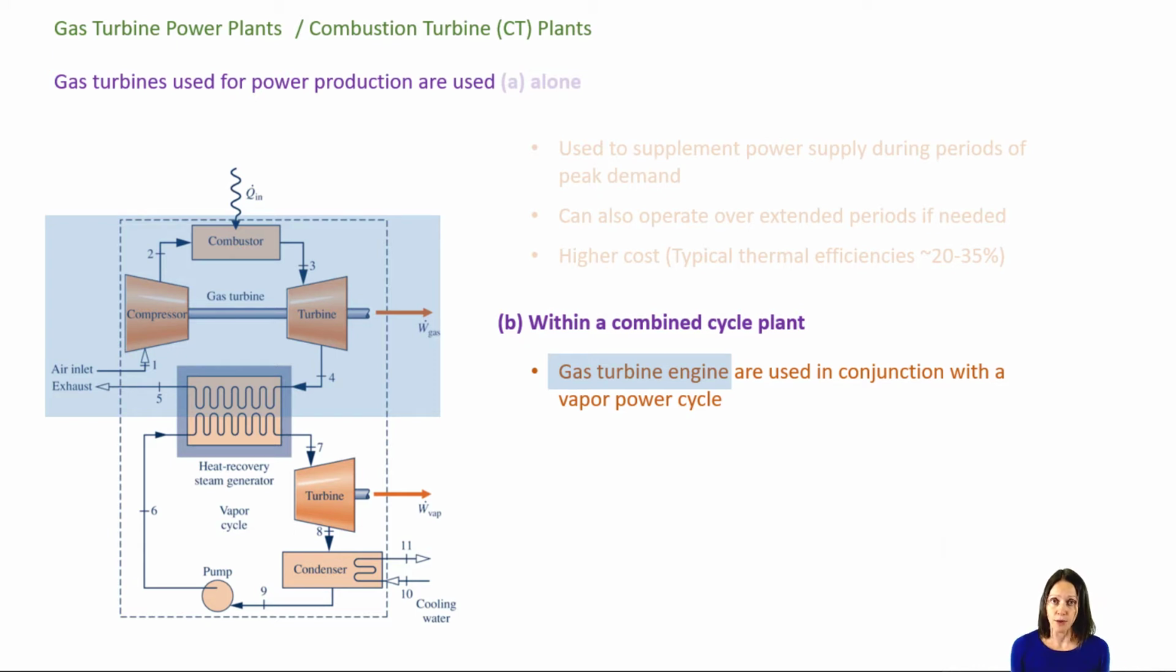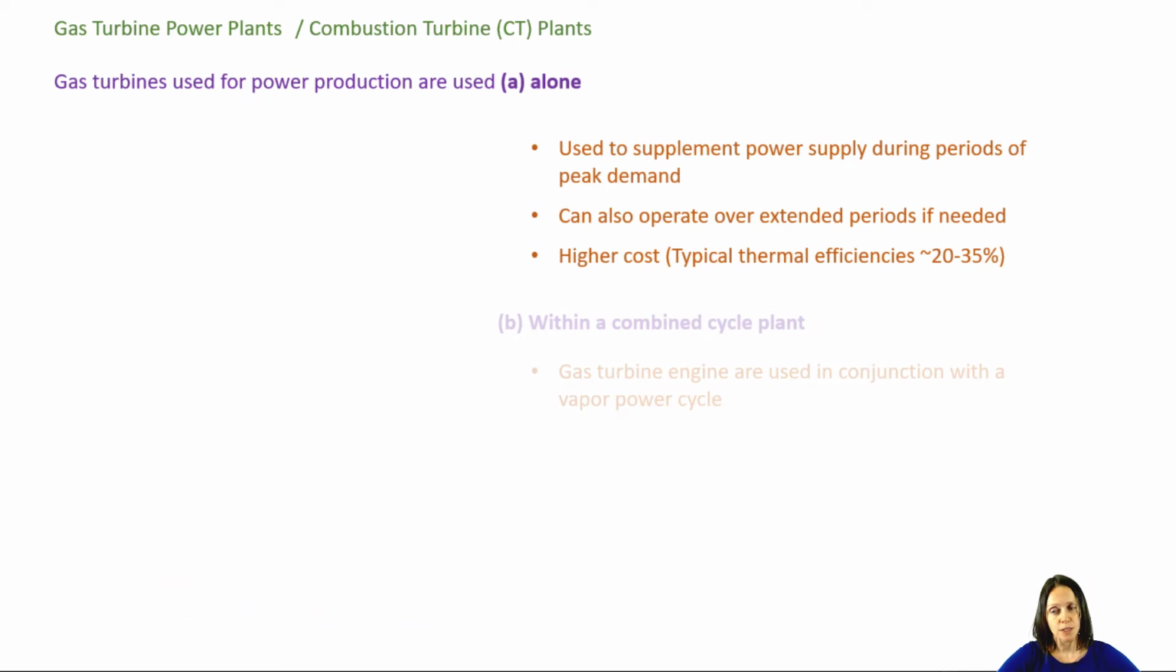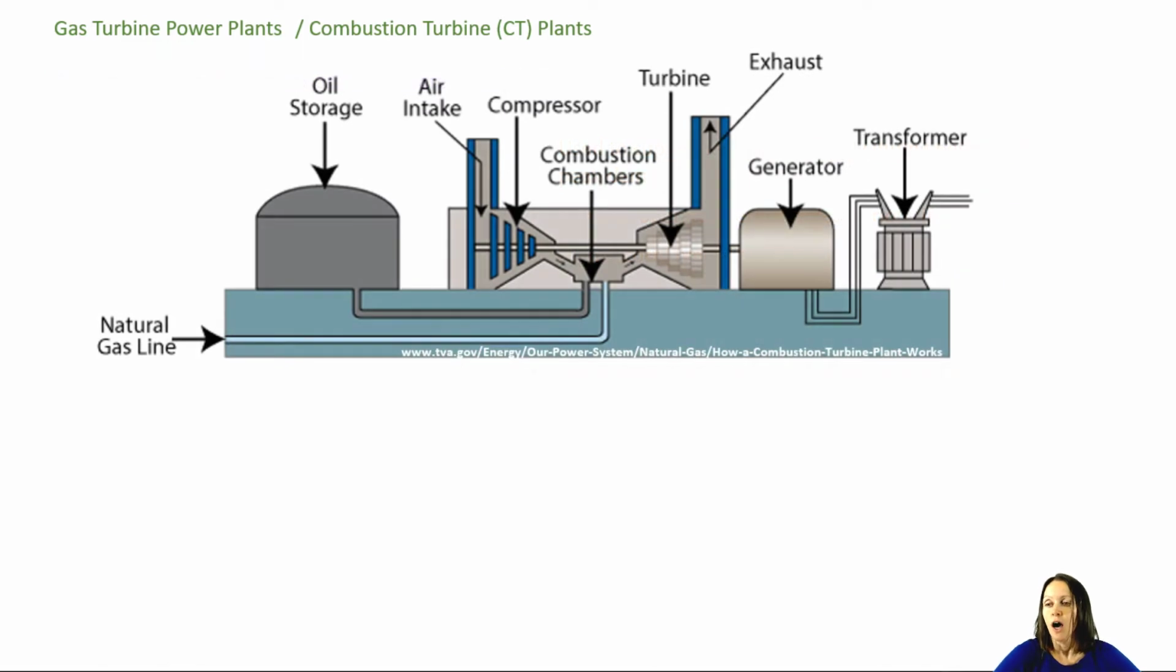Remember, with a power cycle, you've got heat coming in, some of it is converted to power, and some of it is rejected as waste heat. Well, in this case, the waste heat from the gas turbine plant is just fed into your vapor power plant at the bottom here. So that becomes the QH for this vapor power cycle. So it's just a little bit more efficient. We're going to limit the discussion now to the gas power cycles that are operating alone as a freestanding unit.